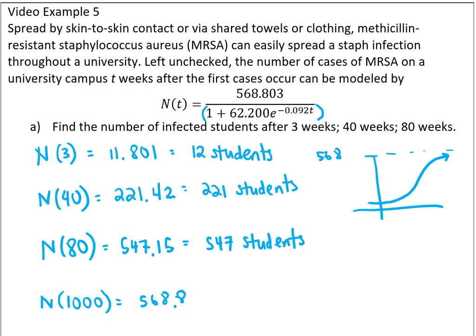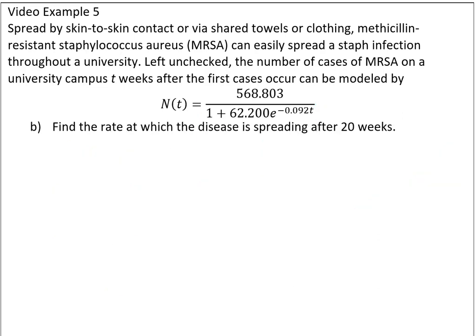Okay, moving on to part B. It asks us to find the rate at which the disease is spreading after 20 weeks. So we need to find N prime of t, and then when we're done finding that, we need to get N prime of 20. It is a quotient, so you do want to do the quotient rule. So I put the quotient rule right here for us to refer to. Remember that the derivative is the denominator times the derivative of the numerator minus the numerator times the derivative of the denominator, all over the denominator squared.